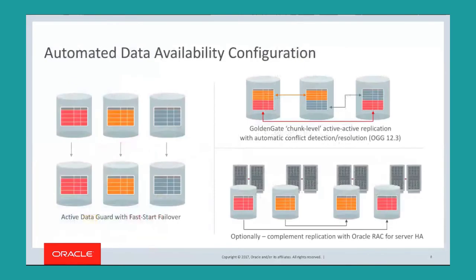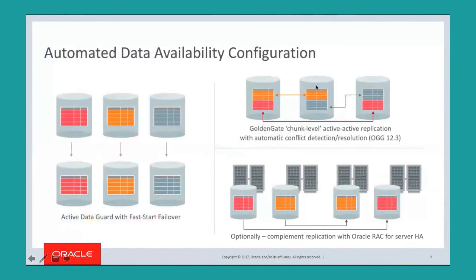Now, I talked about replication for high availability. Okay, let's talk about this. The default high availability is Data Guard. For each and every shard, as part of the default deployment, we enable Data Guard with fast-start failover. So if a shard is down, we automatically fail over to its standby. That's Data Guard. We also support GoldenGate.